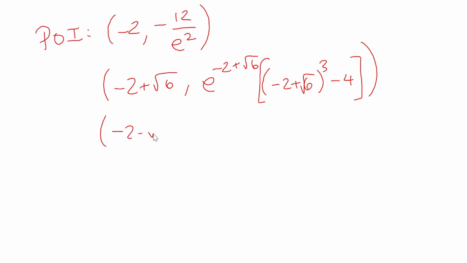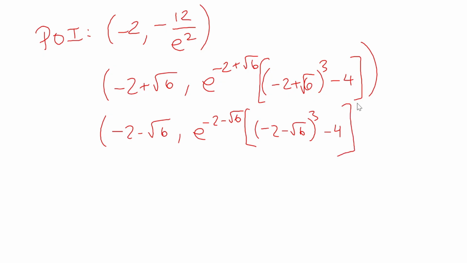And then we have negative 2 minus root 6, and we have e to the negative 2 minus root 6 times negative 2 minus root 6 cubed minus 4, which, those are some kind of annoying values. I wouldn't give you those values on the test, but for our purposes for now, they're just fine.